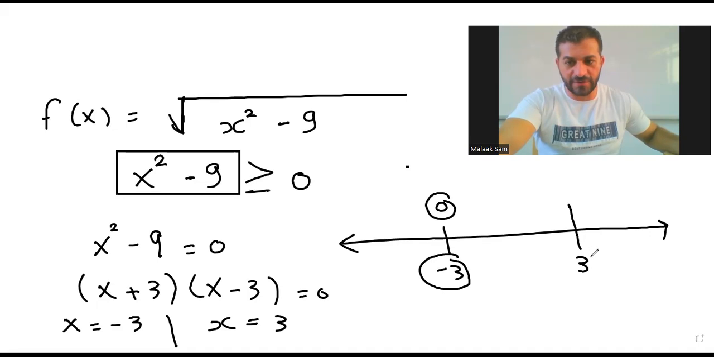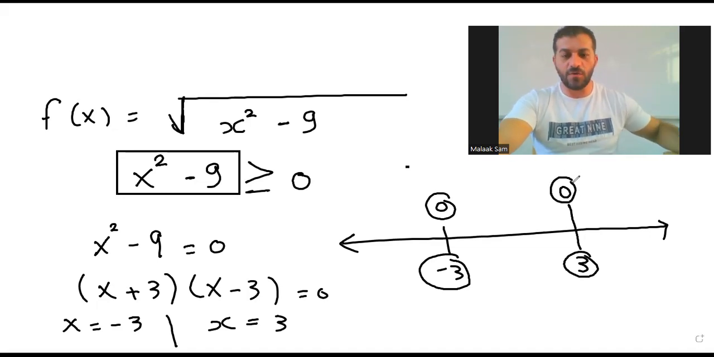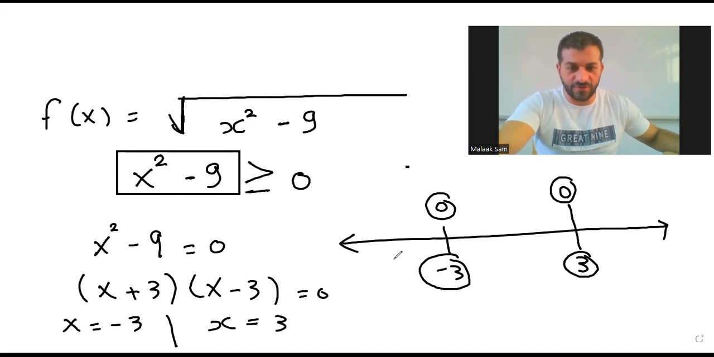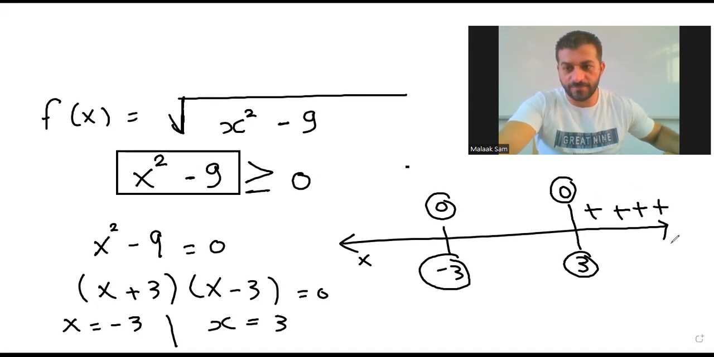And when x equals 3, the value of the function is going to be 0. Now I'm going to determine the sign of the function. If you take a value for x greater than 3, like 100, for instance, and we substitute x equals 100, so 100 squared minus 9, it will be a positive value.